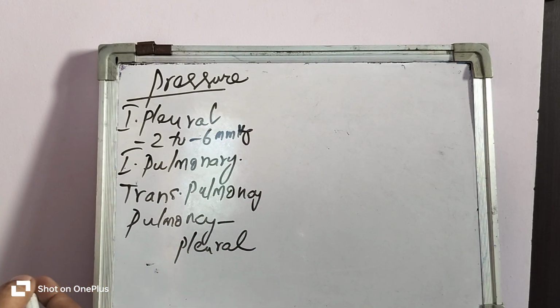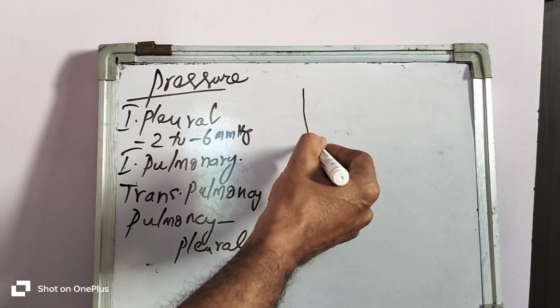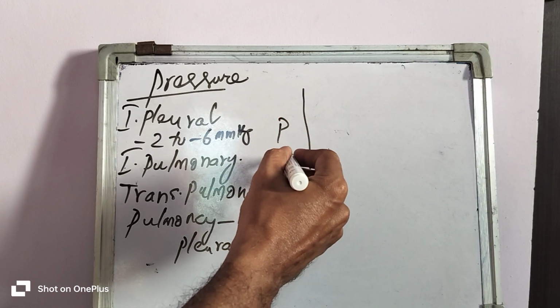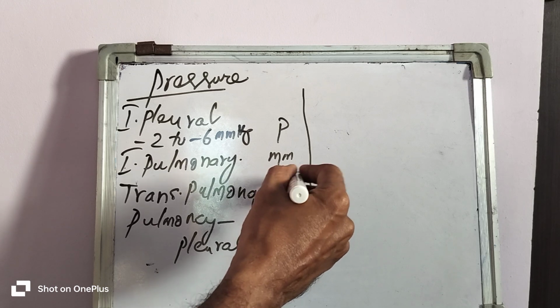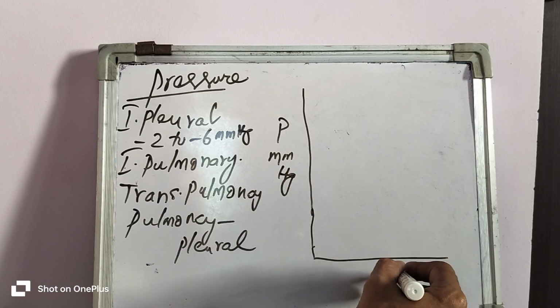Now how is it changing during respiration? This can be represented by a graph. On the y-axis, take the pressure, expressed in millimeter of mercury. Then on the x-axis you take time.